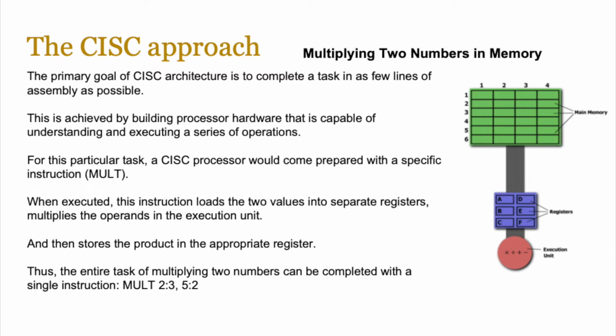So 2,3 might go into A, and 5,2 might go into B. It then executes by multiplying those 2 values and stores the product in an appropriate register, let's just say C. And finally, it takes the value from C and puts it into 2,3. Thus, the entire task of multiplying 2 numbers can be completed with a single instruction, MULT 2:3, 5:2. Pretty straightforward from the programmer's perspective, because all of the heavy lifting, all of the breaking down of the task, is done by the processor.